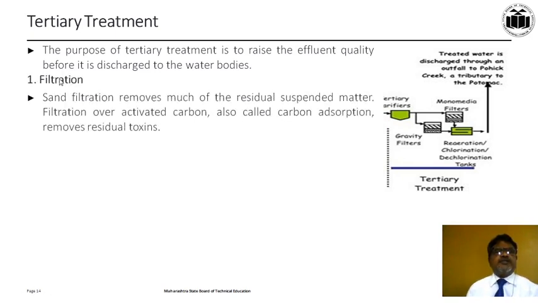So the first unit in tertiary treatment is filtration. Sand filtration removes much of the residual suspended matter. Filtration over activated carbon, also called carbon adsorption, removes residual toxins. Either a simple sand filter or an activated carbon filter is used for the filtration of the sewage or effluent.